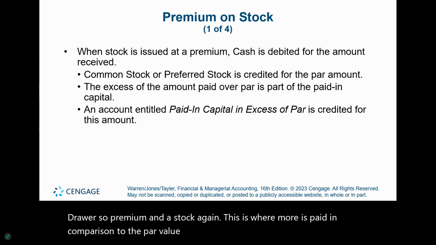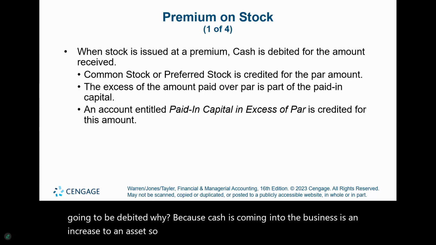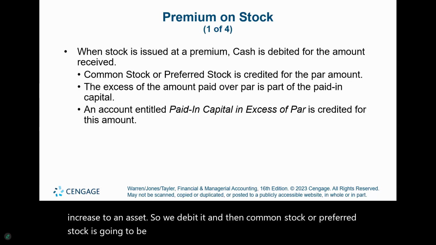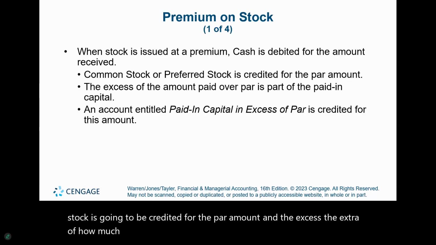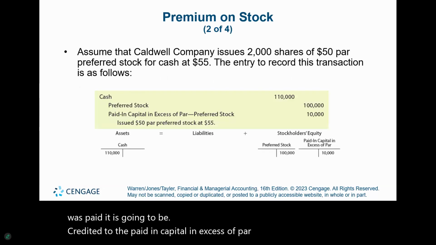So premium on a stock, again, this is where more is paid in comparison to the par value. So when stock is issued at a premium, cash is going to be debited. Why? Because cash is coming into the business. It's an increase to an asset, so we debit it. And then common stock or preferred stock is going to be credited for the par amount, and the excess, the extra of how much was paid, is going to be credited to the paid in capital in excess of par account.